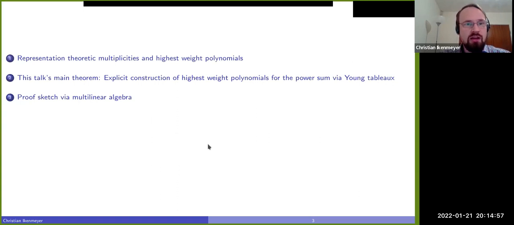This is basically about the definition: representation theoretic multiplicities and highest weight polynomials. Then the main theorem is the explicit construction of highest weight polynomials for the power sum via Young tableaux. This gives a definition of this multiplicity just using Young tableaux, which you can implement on your own. And I want to give a proof sketch of how this is done.